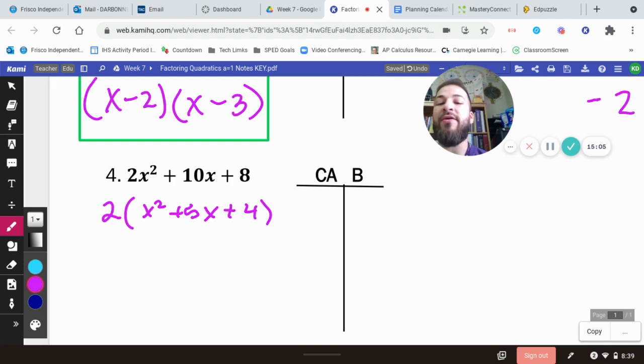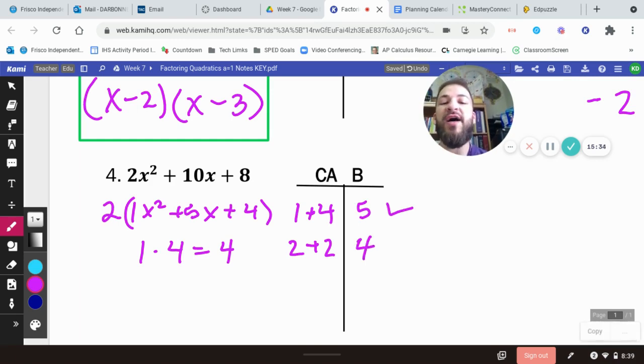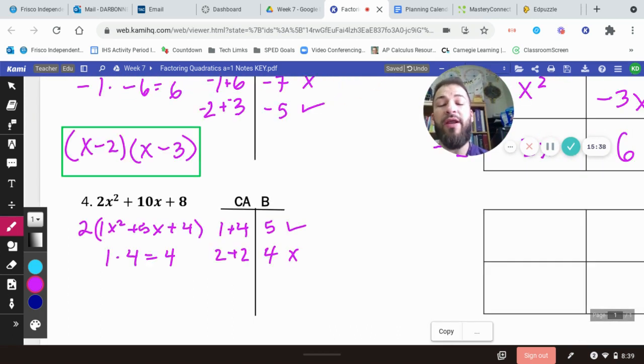So once again, I take the A value and the C value, so 1 and 4, so 1 times 4 is equal to 4, and I multiplied both of them positive because we're all positive all the way across. So then I want factors of 4, so 1 and 4, and 2 and 2 are my factors that multiply to 4. Then I want to add those factors together to check for B. So 1 plus 4 is 5, 2 plus 2 is 4. 5 matches 5, 4 does not match 5. So we know that our factors are 1 and 4.